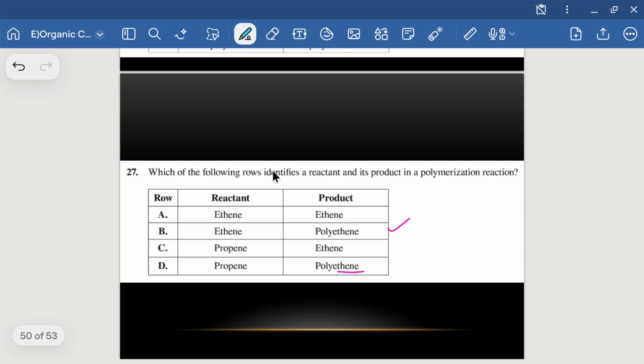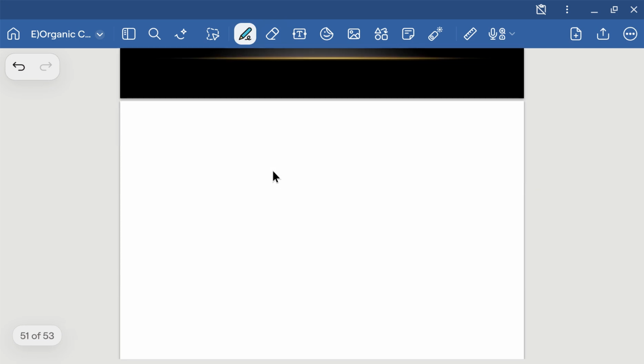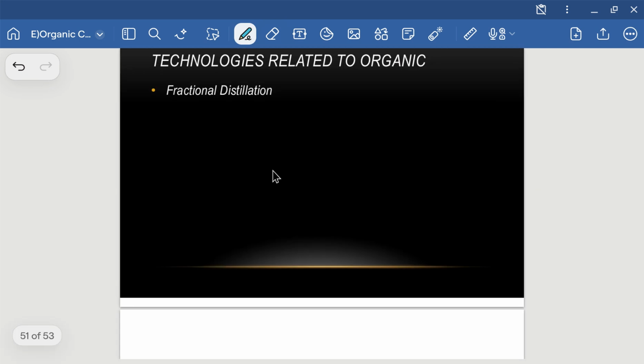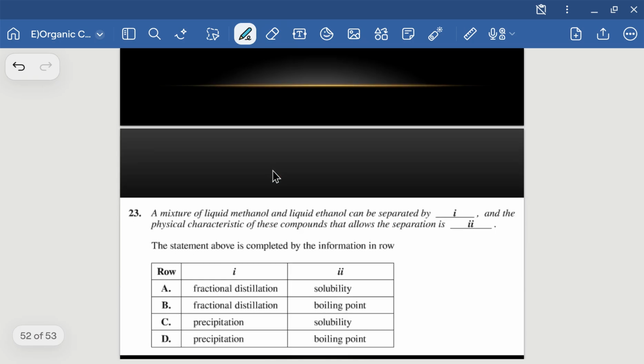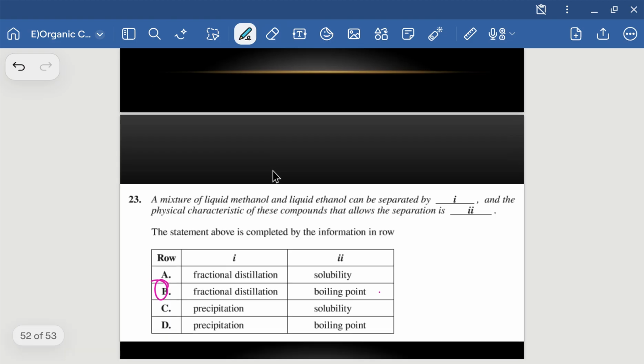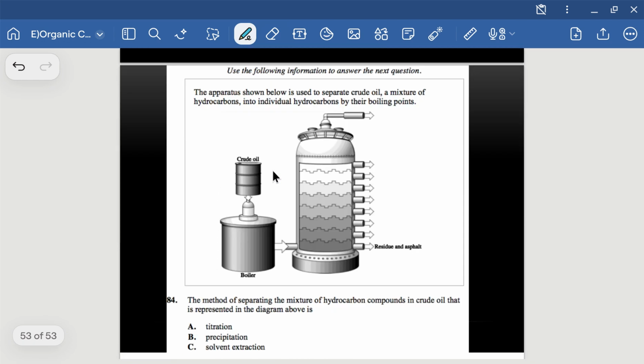And then lastly, technologies related to organic. The main one is fractional distillation. You might see a few more like cracking, but usually they'll give you more information. All you have to know is when it comes out of the ground, you can separate crude oil by fractional distillation, and the parts are always separated by boiling point. Whatever will boil first will come out the top, and then the heavier compounds come out the bottom. Like what we're seeing here. Crude oil goes in, and to separate it, you boil it. The first ones to boil will come out, so the light ones will be up here and the heavier ones will be down here.